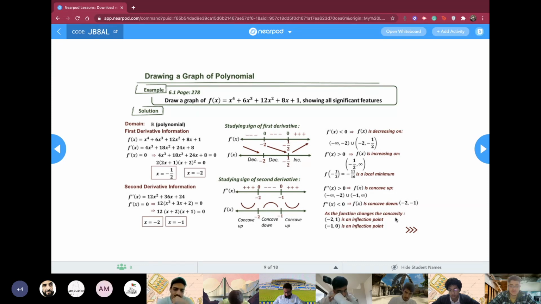The local minimum is at -1/2, because it's decreasing then increasing, so we have a local minimum at this point. That's right. Then the next step is finding the second derivative information. We have to differentiate the function two times. The function was 4x cubed plus 18x squared plus 24x plus 8. We have to differentiate it another time. Who can help me with finding it?